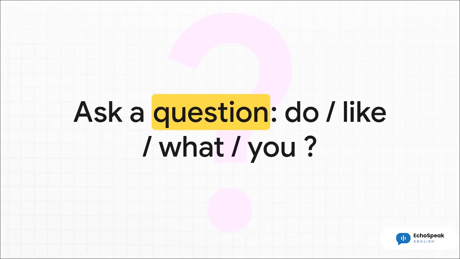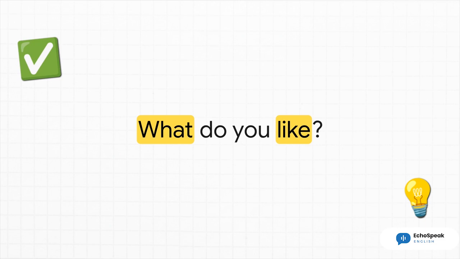Okay, last one, I promise. You're doing an amazing job. This time, let's try to ask a question with these words, do like what you. Remember that special word order we use for questions? You ready for the answer? I think so. Is it, what do you like? It is! The question word what comes first, then our helper do, then the subject you, and finally the verb like. Fantastic work. You are really getting this.